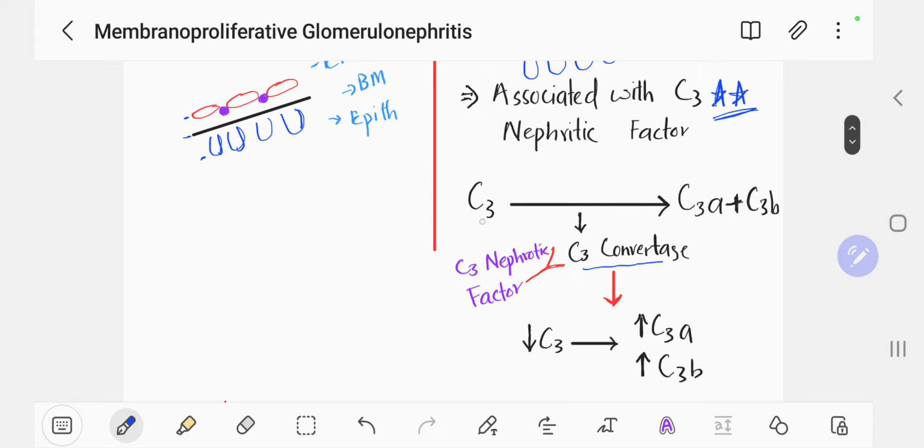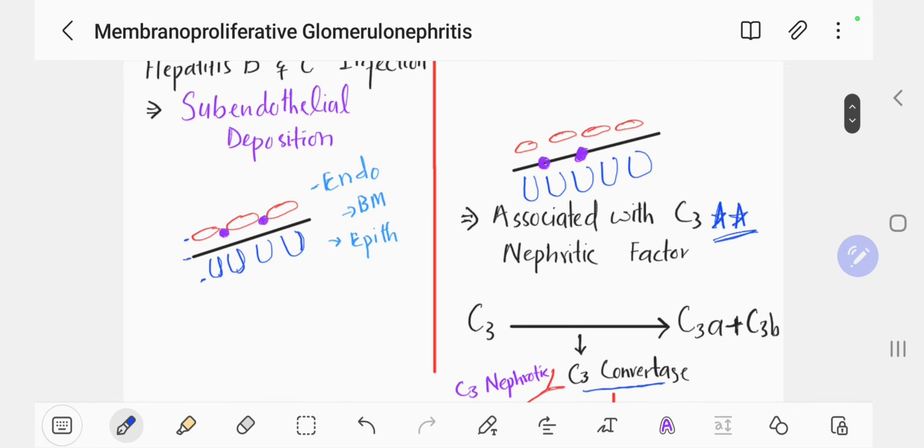So, when C3 is converted to C3a plus C3b, this helps the enzyme C3 convertase. So this will lead to an increase in the function of C3 convertase. So the C3 will decrease and C3a plus C3b will be increased. So this is important: in type 2 membranous proliferative glomerulonephritis, the C3 will be decreased. Remember, this C3 will be decreased. This nephritic factor is important.